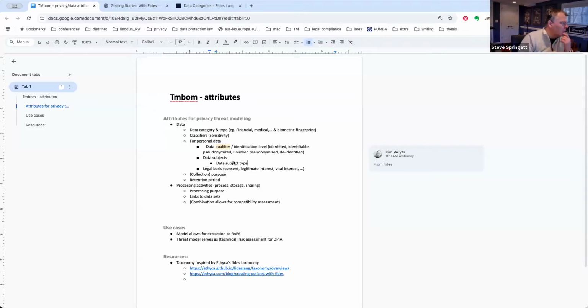I'm trying to find, where did that go? Here's work streams, threat modeling. Is this it? Yeah, this is it. See if you can get to this document right here. I'll put it in the chat.